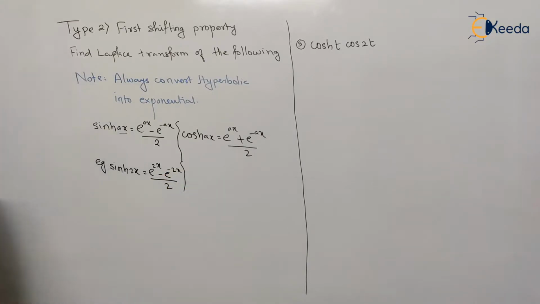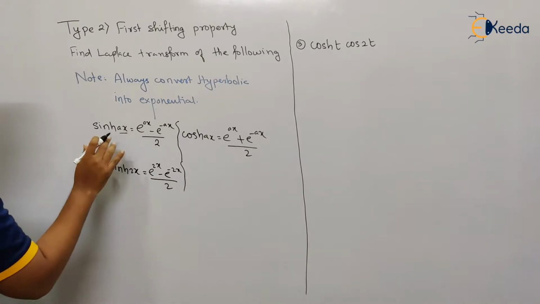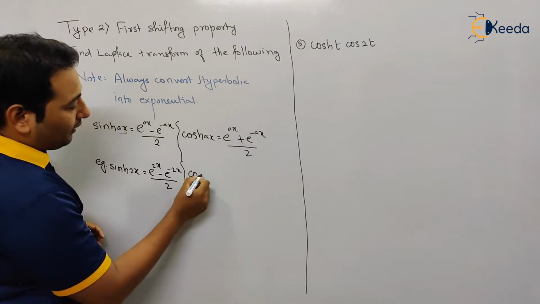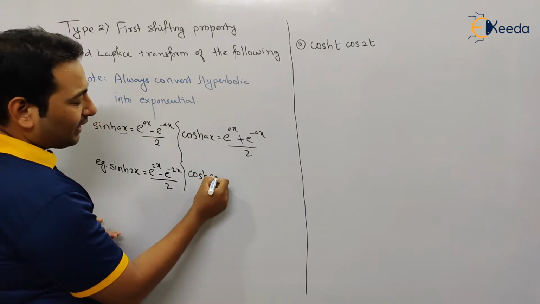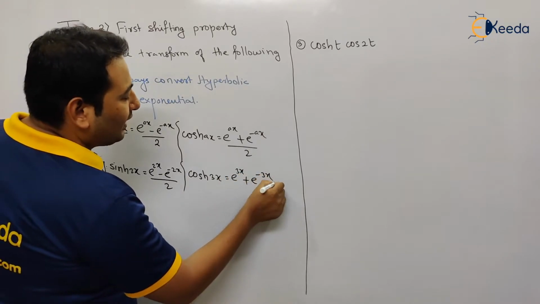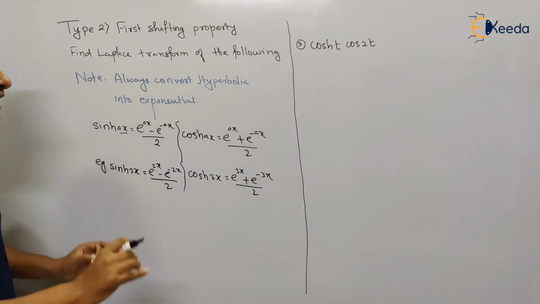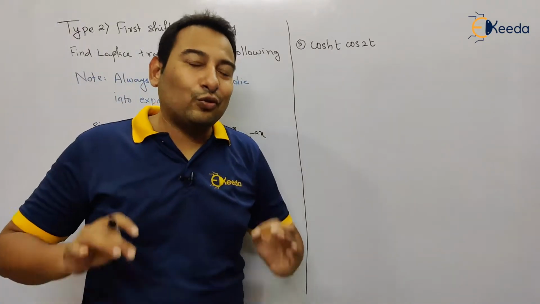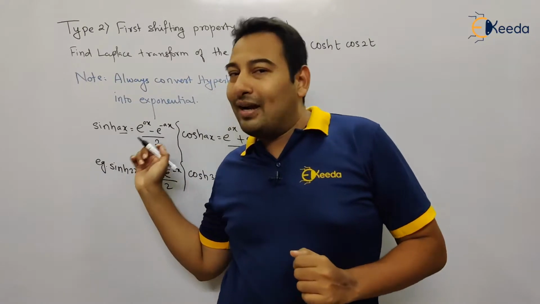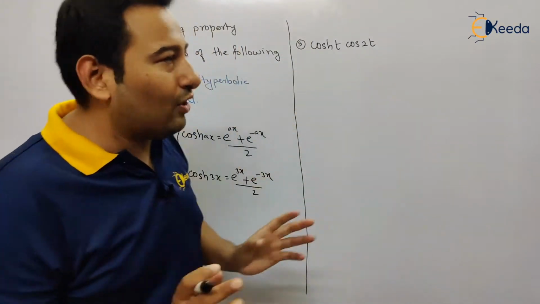The same way, let us move on and discuss a few more examples. In case of sine, it will be minus, and in case of cos, it will be plus. If you have, let's say, cosh 3x, it will be e raised to 3x plus e raised to minus 3x upon 2. Always convert hyperbolic into exponential. This is the note, a very important note. The first thing that should come in your mind is this note. So let us move on with this knowledge.